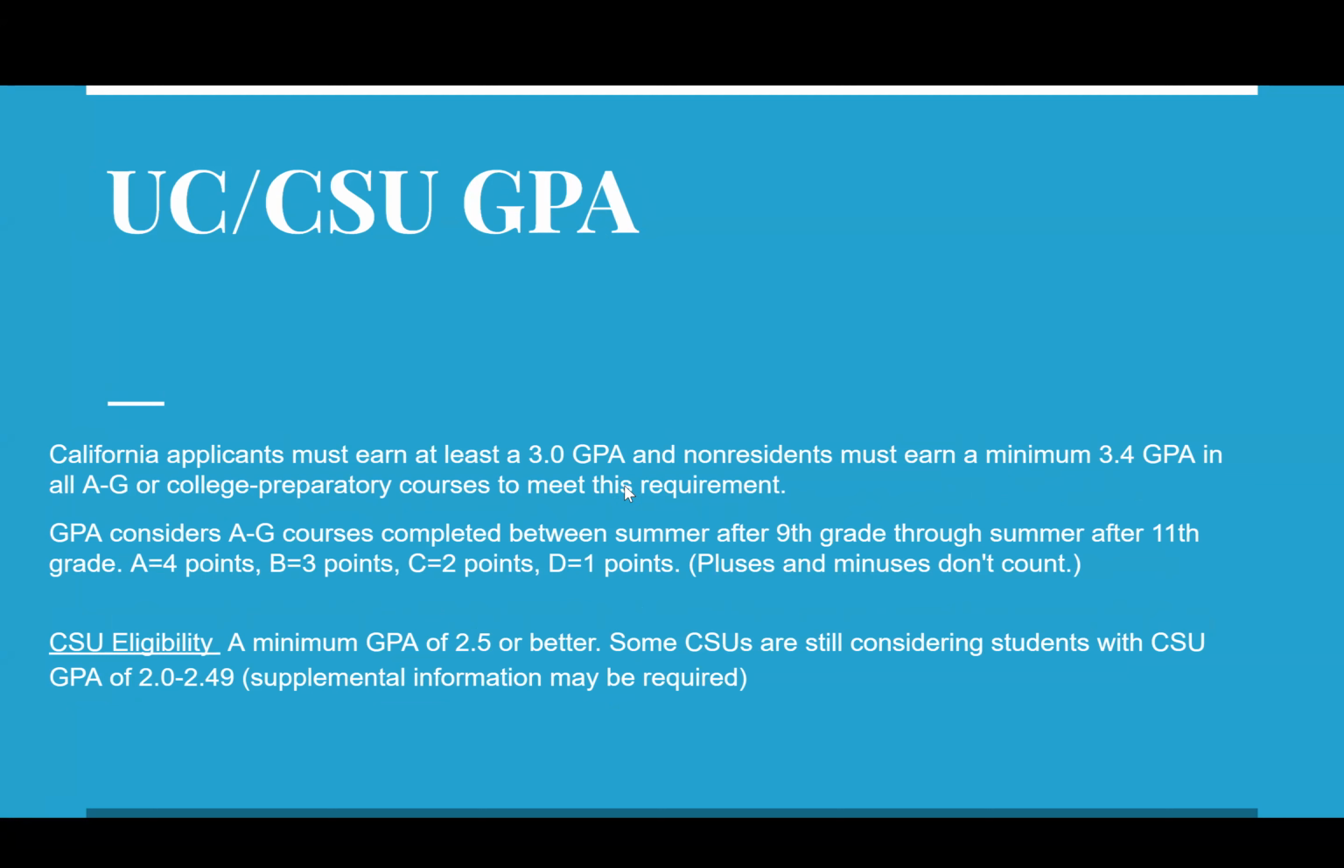This is for UC. The GPA considers A through G courses completed between summer after 9th grade through summer after 11th grade. There's a little bit of a breakdown as far as how points are given to each letter. Pluses and minuses are not important when considering the UC and CSU GPA.